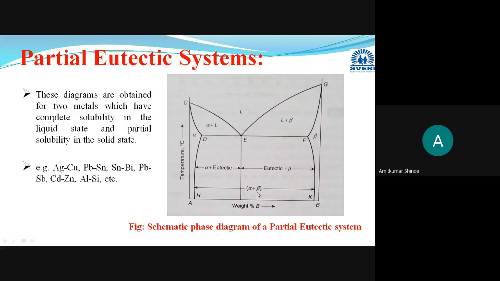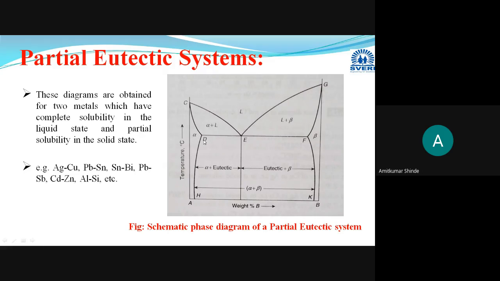This is line KF, this is line HD. This line HD and line KF are termed the solvus lines. Okay, solvus line. This DH and KF are the solvus lines, and what these lines indicate is the solubility of an element.